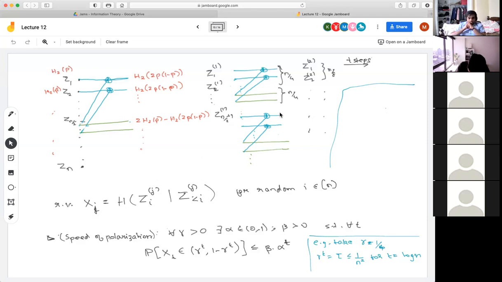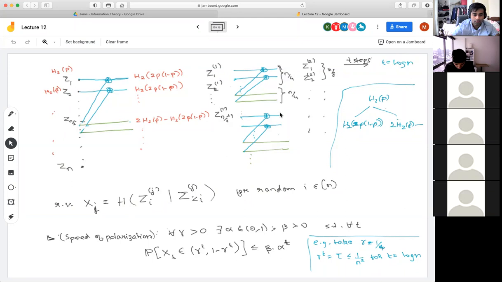Another way to think about it is that if you didn't know i, you started with all rows having entropy H2(p). And now, after one step of this process, some rows have, even conditioned on their previous stuff, entropy H2(2p(1-p)), and for other rows, it's 2H2(p) minus that quantity. So with probability half, it went up, and with probability half, it went down. And you can analyze this as you progress in this diagram. There are t steps, where t is equal to log n.